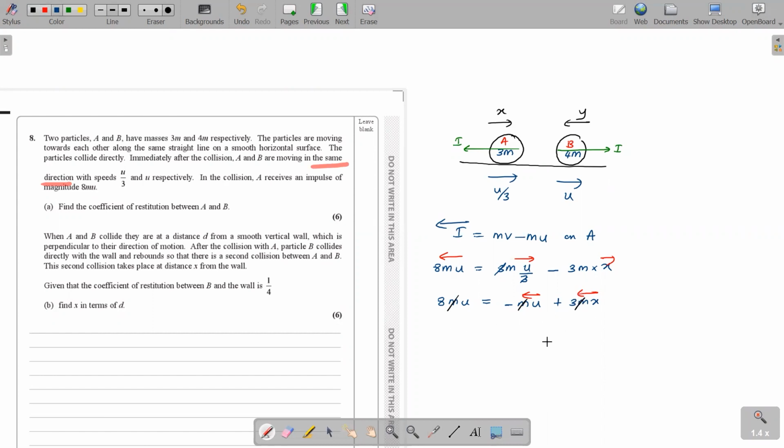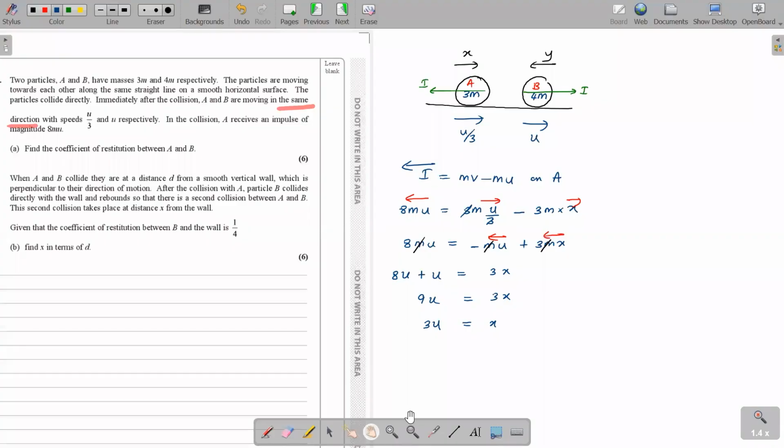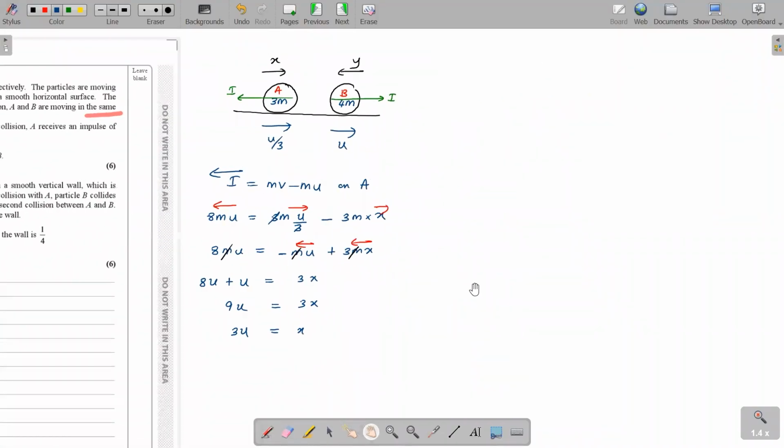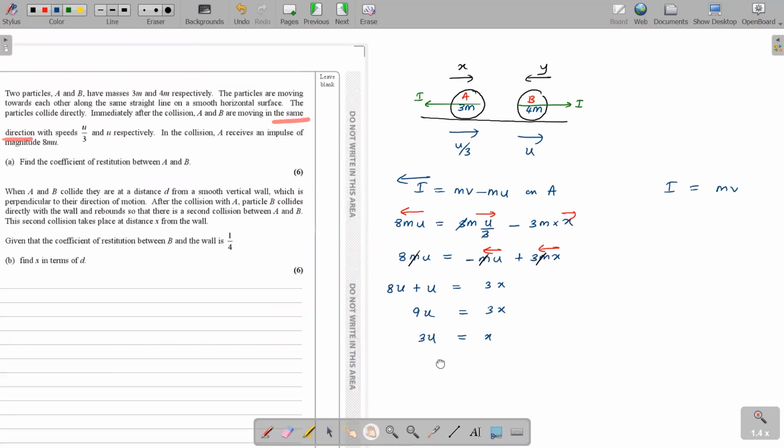So what do I get here? 8u minus u comes as plus u, equals 3x. So I get 9u equals 3x, which gives me x equals 9u divided by 3, which is 3u. So this is the initial speed of A. Then we'll use I equals mv minus mu on B and get the initial speed of B as well. Because we need to find the coefficient of restitution between A and B, I need the speed of separation over speed of approach, which means I need all the 4 speeds here. So I need to find both x and y.